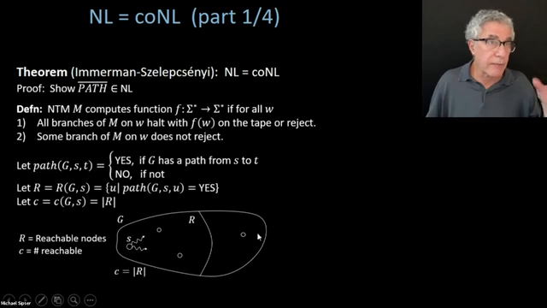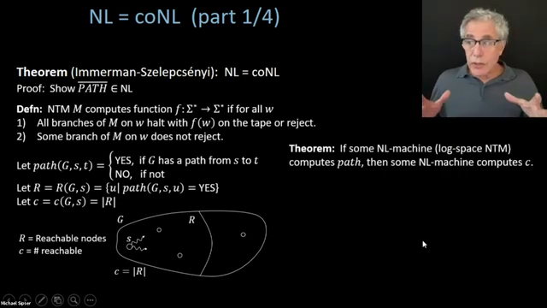So shown on this picture, and here if it's helpful to you to see it in a more formal way, you can think of R as a function of the graph and the start node, of course, but sometimes we'll just call it R when it's clear which graph and start node we're talking about. R is the set of reachable nodes, so it's the collection of U such that the answer is yes. And C is the size of R. Okay.